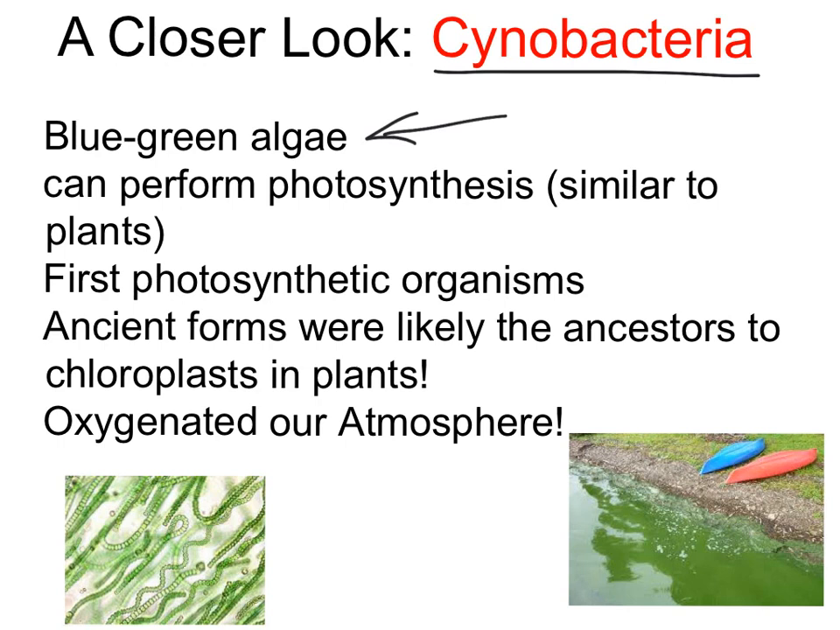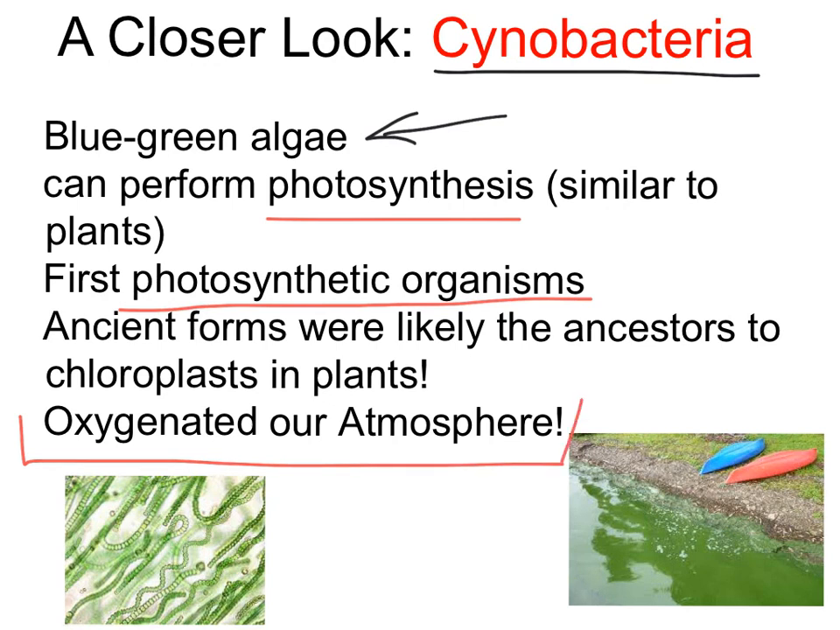Cyanobacteria are really, really cool because they can perform photosynthesis. No chloroplasts, though. And they were likely the first photosynthetic organisms, so the first organisms ever to use sunlight to produce their own energy. Even more interesting, their ancient forms were likely the ancestors to chloroplasts. We're going to talk about that more in our next lesson. The last thing that makes cyanobacteria really interesting is that in the history of Earth, they are the bacteria that helped to oxygenate our atmosphere.